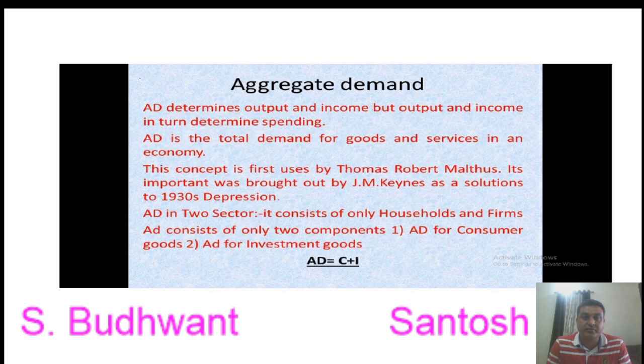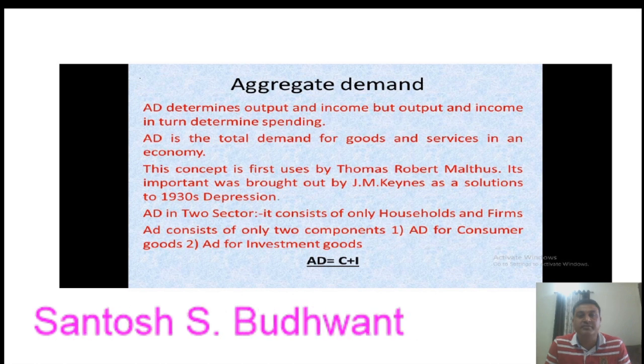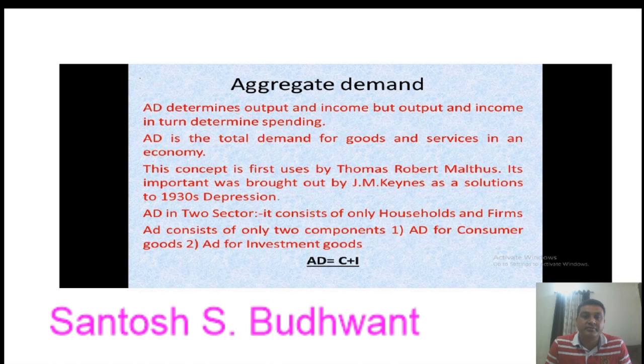So in 1936, Lord Keynes explained the theory, namely the General Theory of Employment, Interest and Money. In this theory, Keynes explained aggregate demand. There are various sectors explained, but in this lecture we are discussing aggregate demand in the two-sector economy. In the two sector, it consists of only households and firms.